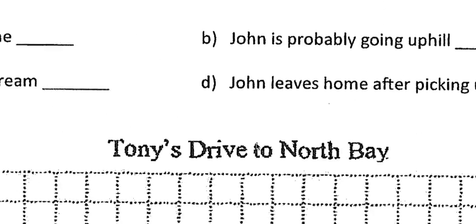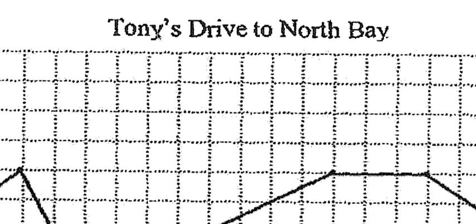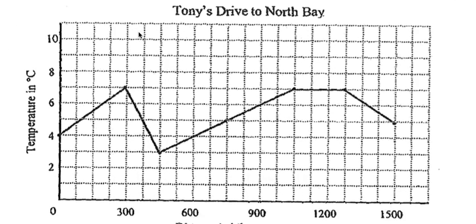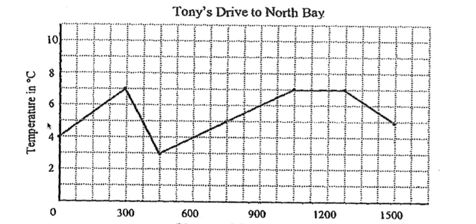All right, let's move on to another story. This story features not John or the Smith family. It features Tony and Tony's drive to North Bay, Ontario. So here on this graph, we've got a couple of things showing up. You have the distance in his drive to North Bay. Right at the start, he hasn't traveled any distance yet.